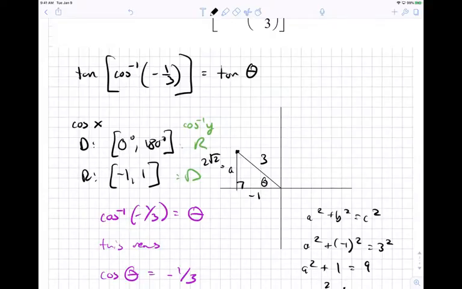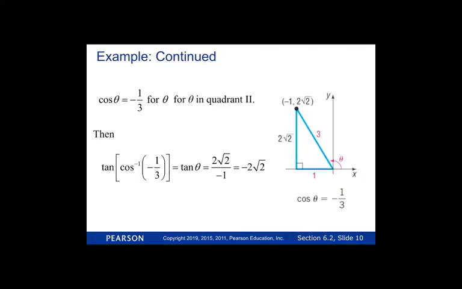So what's opposite of theta? Okay, so this is going to be 2 root 2 divided by adjacent, negative 1, which is just the negative 2 root 2. So when we found 2 root 2 earlier, that was just A. But then we had to go back and use that complete right triangle to find tan of theta. So that explains where the negative 2 root 2 comes from.